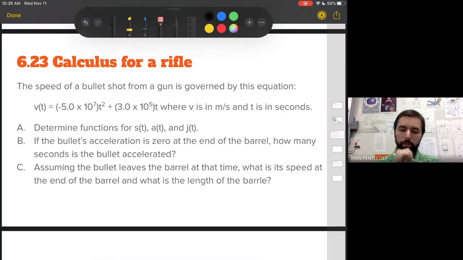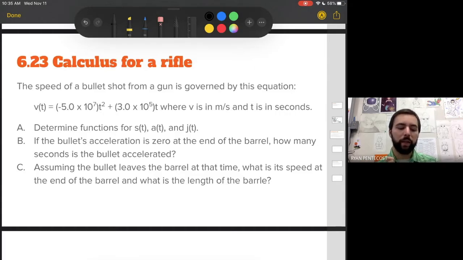Now it wants the functions for position, acceleration, and jerk, which means that we're going to have to go both directions, right? So we will have to take the integral to go from velocity to position, but then we'll take the derivative to go to acceleration and acceleration to jerk.